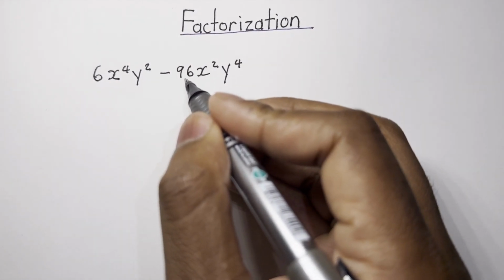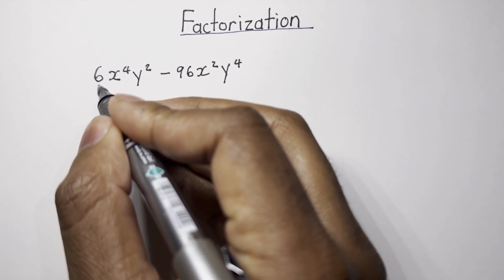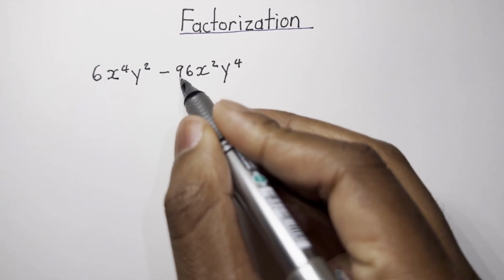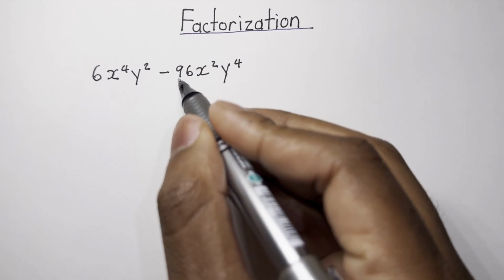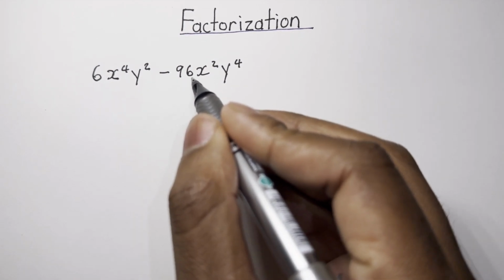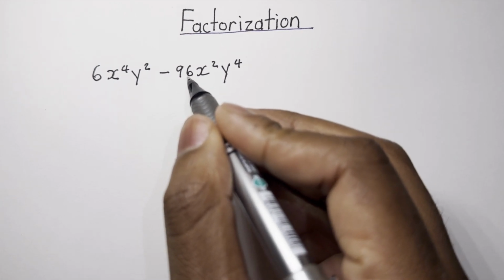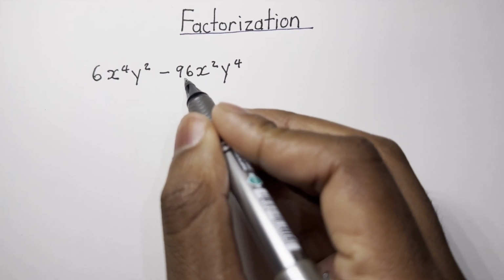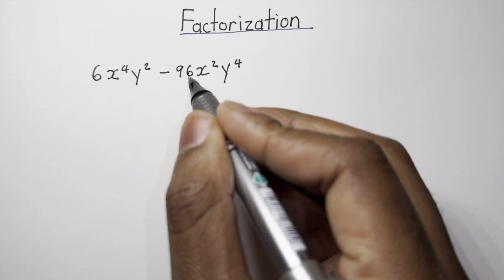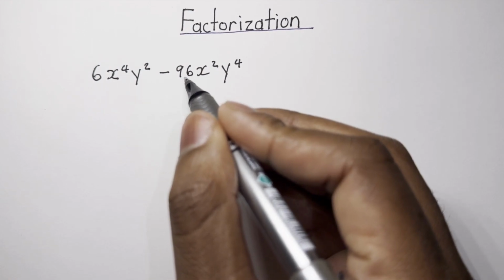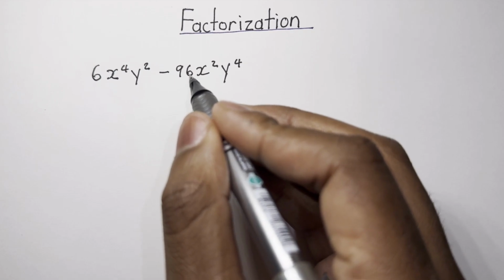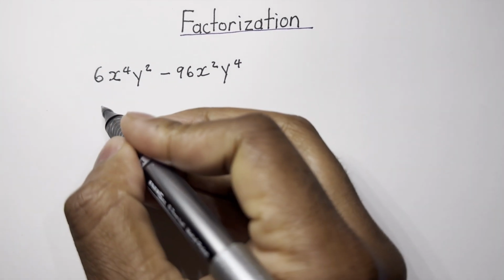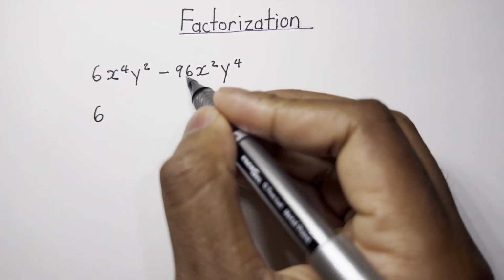So let's look at 96. Is 96 divisible by 6? A number is divisible by 6 if that number is also divisible by 2 and 3. So let's check if this number is divisible by 2 and 3. And yes, it is divisible by 2 because the last digit is an even number. And it's also divisible by 3 because the sum of the digits is equal to a number which is divisible by 3. The sum of 9 and 6 is 15, which is divisible by 3. Therefore, the HCF is 6.